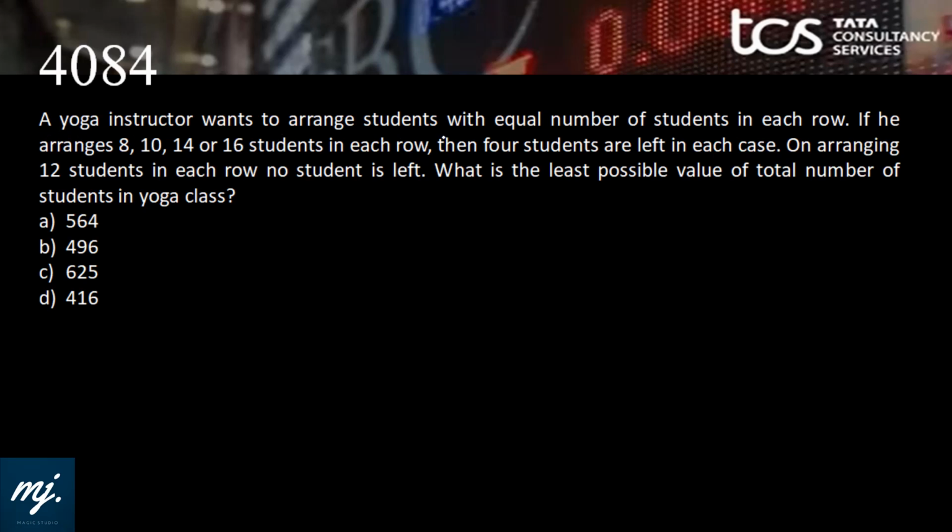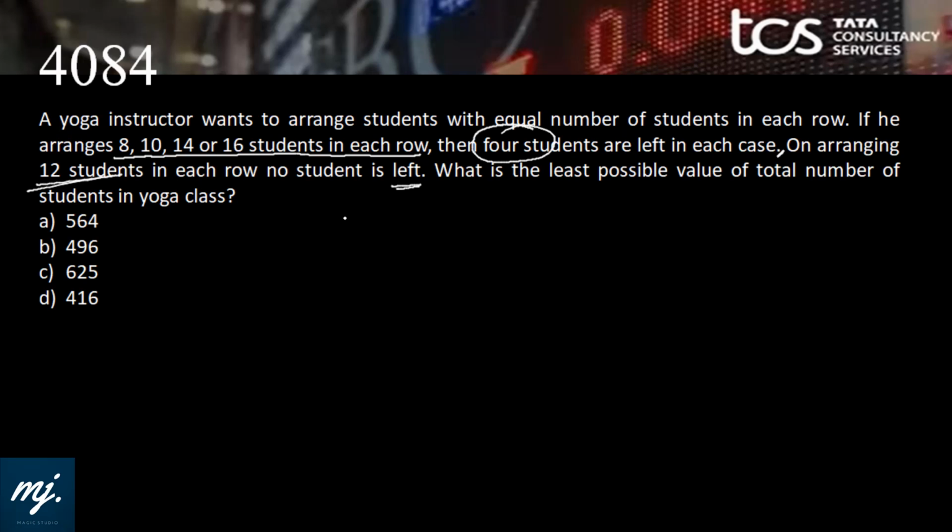A yoga instructor wants to arrange students with an equal number of students in each row. If he arranges 8, 10, 14 or 16 students in each row, then 4 students are left in each case. On arranging 12 students in each row, no student is left. What is the least possible value of the total number of students? So the least possible value is such a number that when it is divided by 8, 10, 14 or 16, it will leave remainder 4, and that number is divisible by 12.